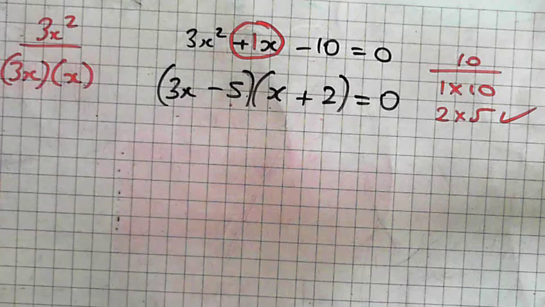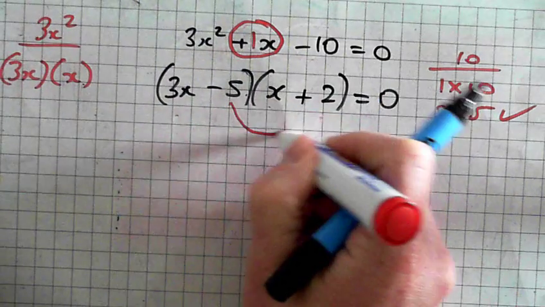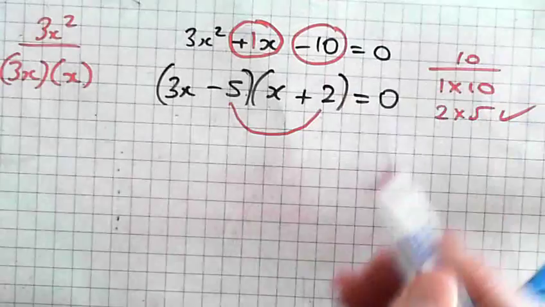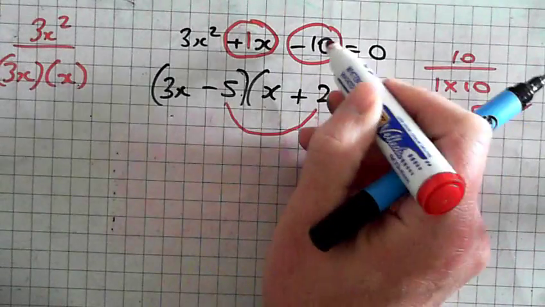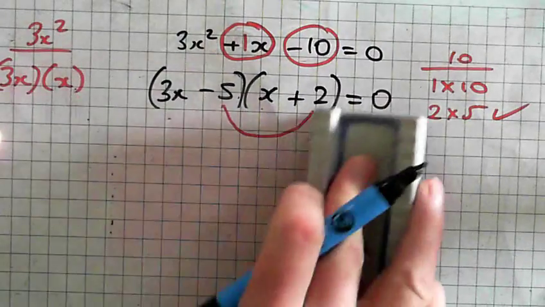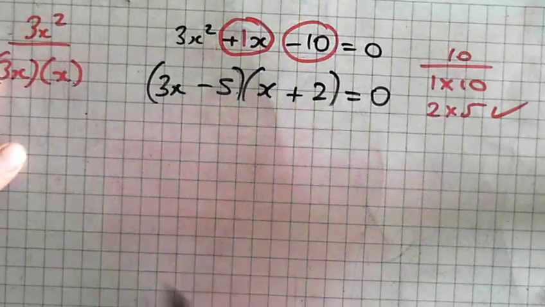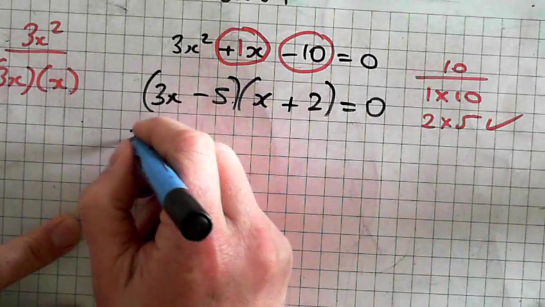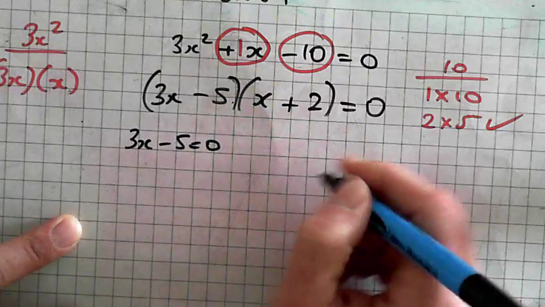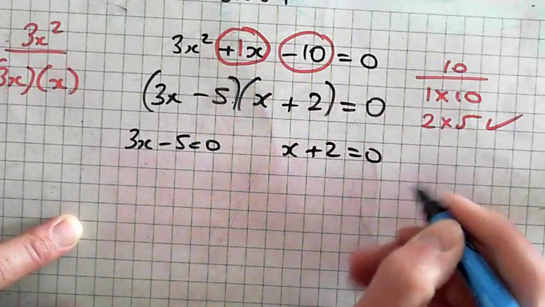Test number 1 complete. Test number 2. Multiply those two. Does it give me minus 10? Yeah. Minus 5 times plus 2 gives me minus 10. So 2 tests are complete. Right, now I continue on. 3x minus 5 is equal to 0 and x plus 2 is equal to 0.